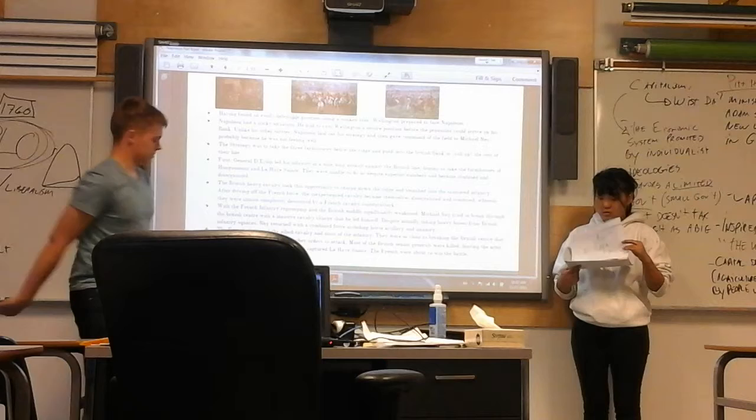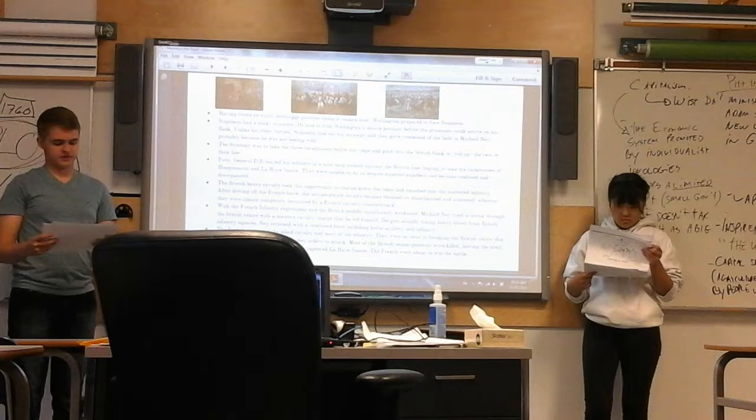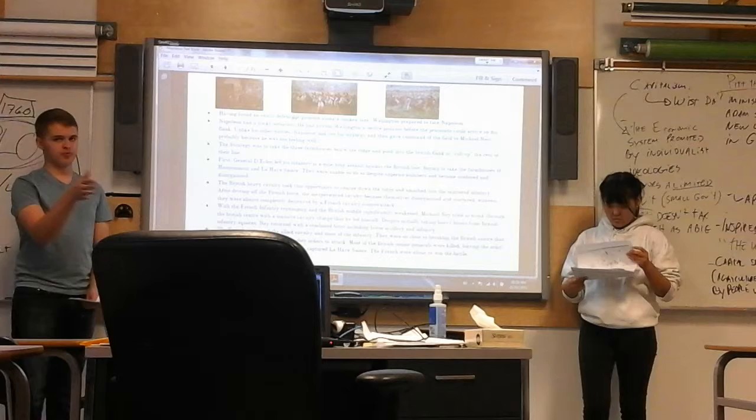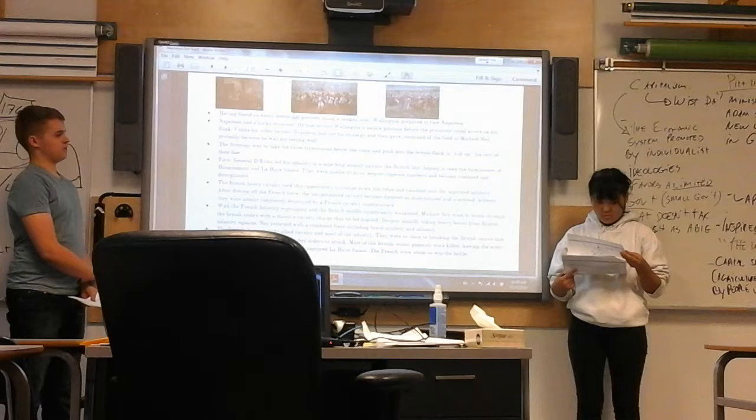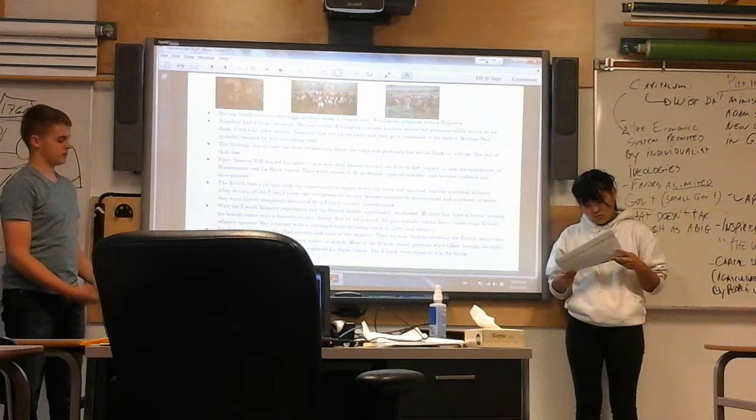So, having found an easily defensible position, Wellington prepared to face Napoleon. Essentially, what he found was this slope that had a reverse slope on the other side, which allowed a lot of his men to lie down on the slope to be protected from artillery fire and also be pretty much invisible to the French generals.